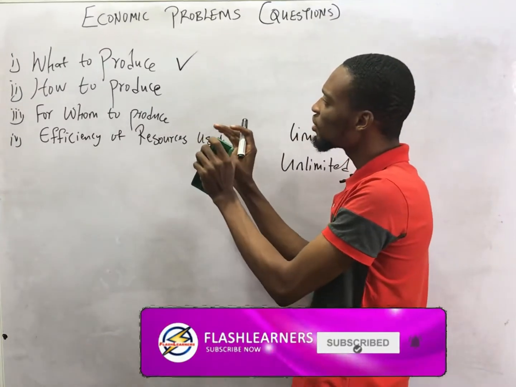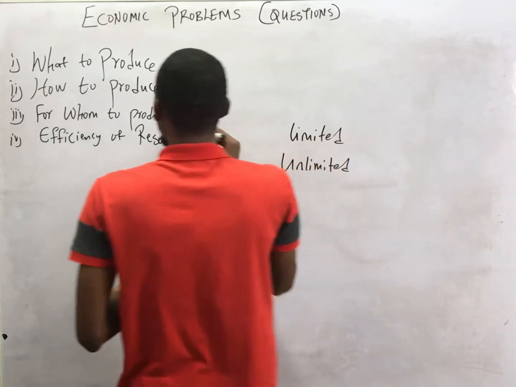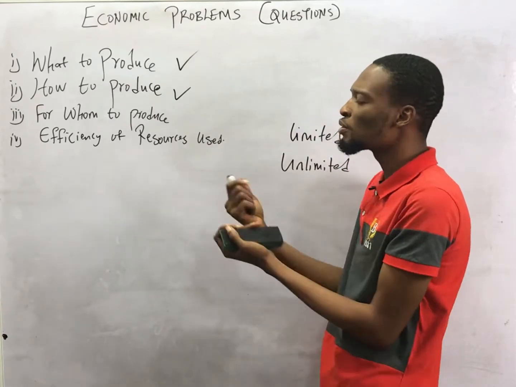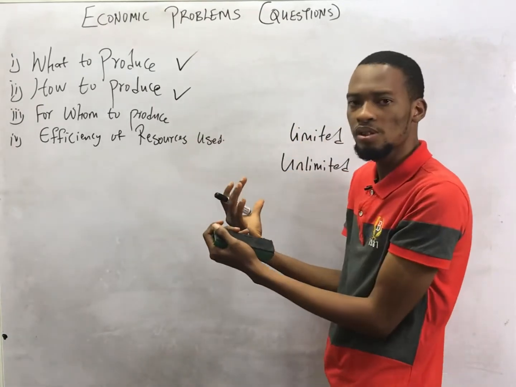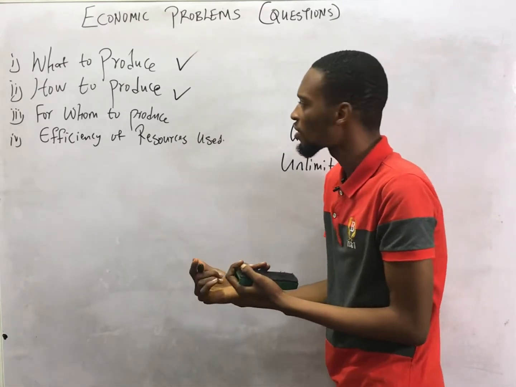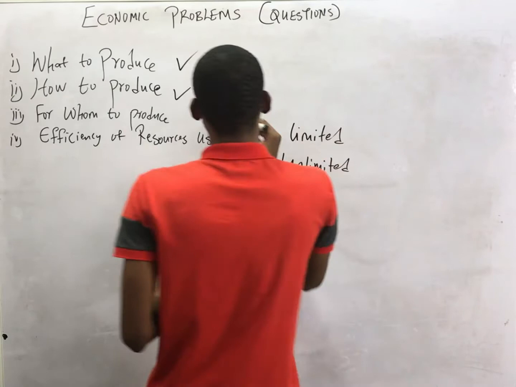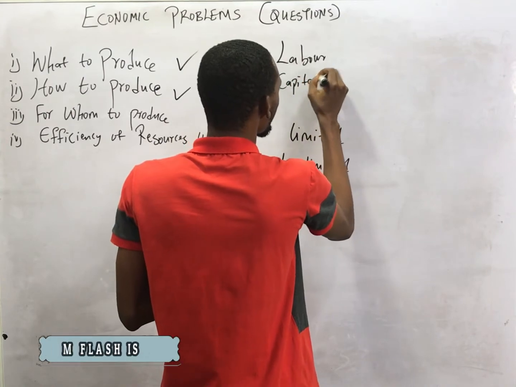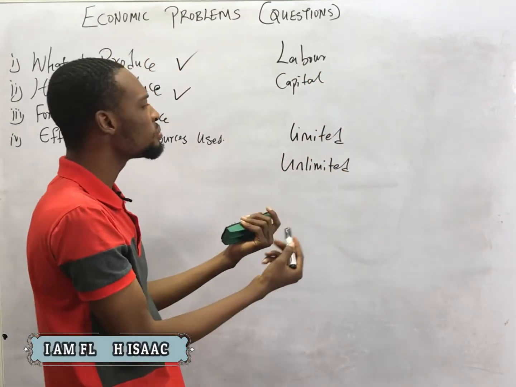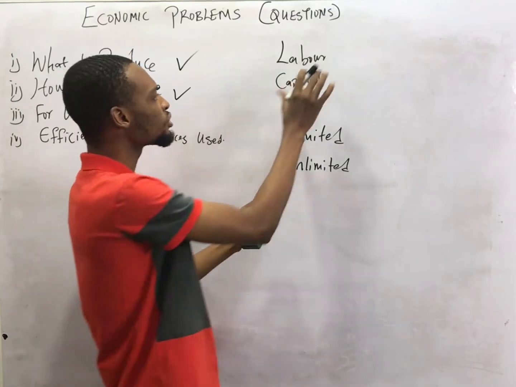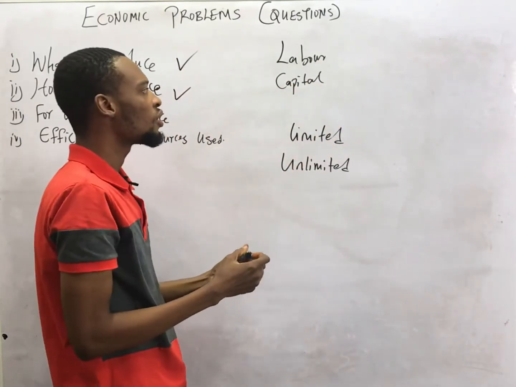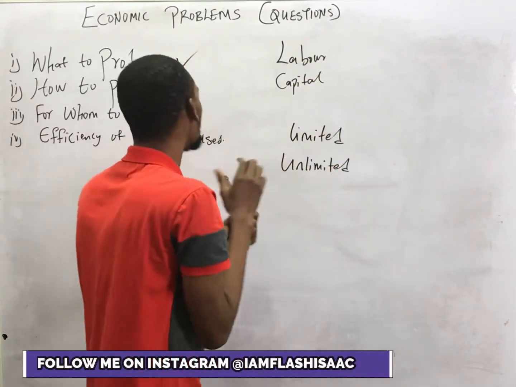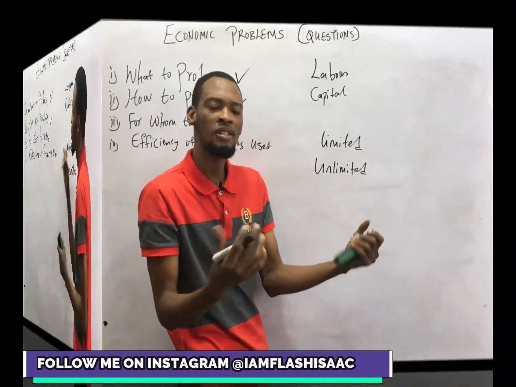If you've decided on what to produce, the next problem that comes is how to produce. How to produce speaks about the tech to use, the resources to use. Are you going to make the production process labor intensive or capital intensive? Labor intensive means you are employing more laborers, human effort in production than the use of machines. While capital intensive means that you are using more machines than human labor. So how do you produce it? What tech do you use?